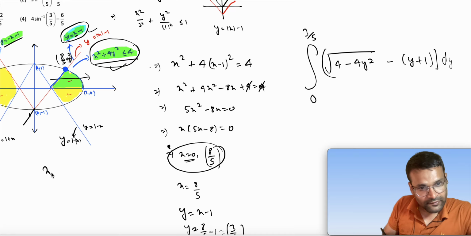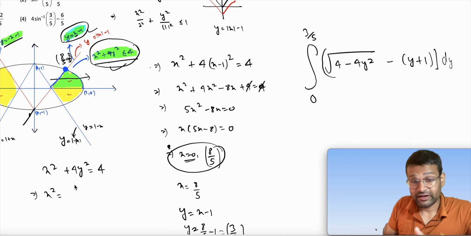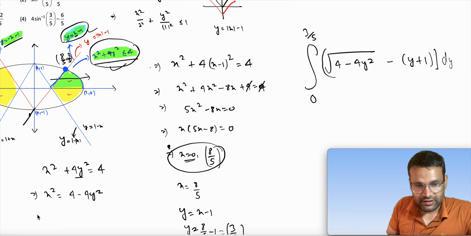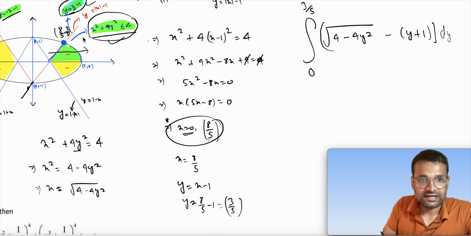How? x² + 4y² = 4. This is the equation of the ellipse. So we find x² as a function of y, not of x. So we subtract this part, 4 - 4y², and x equals the square root, so here it is the square root of 4 - 4y². And similarly do the same with this straight line.